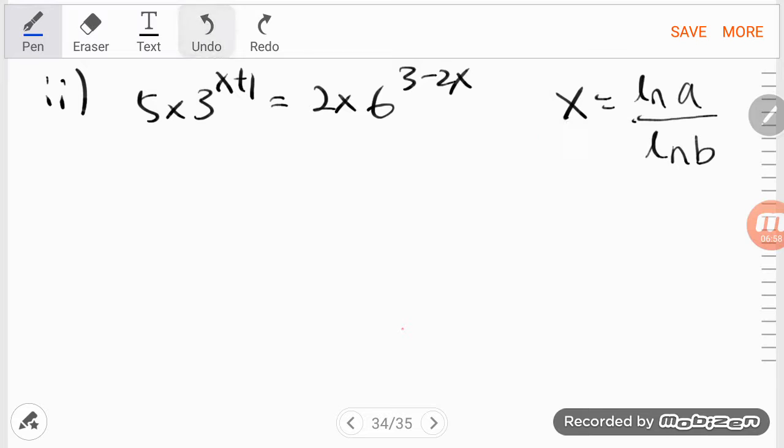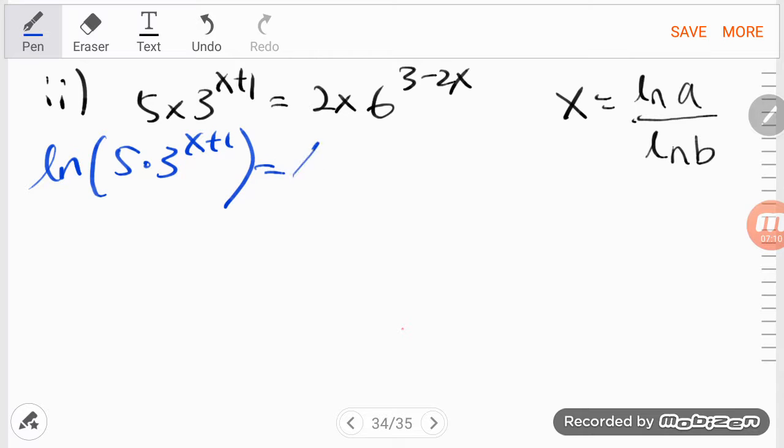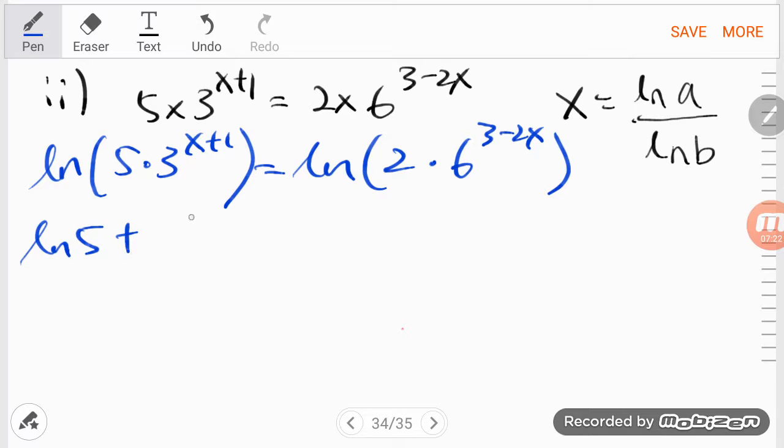So if my x is in an exponent, then I'm going to take log to both sides. I'm going to log the left and the right. Okay? Alright, so if I have multiplying, I can write them as a sum of two logs. Same thing with the right-hand side. Okay, don't forget your parentheses.